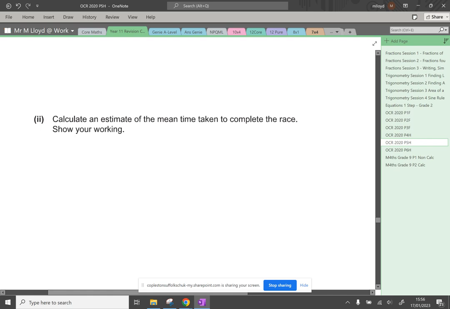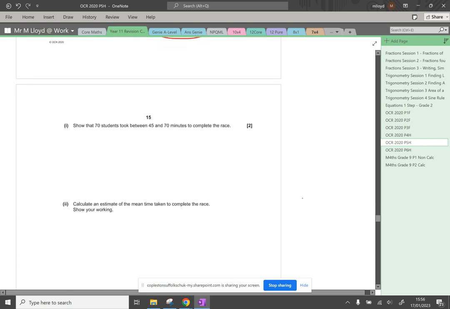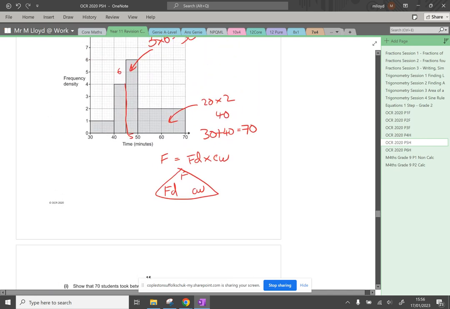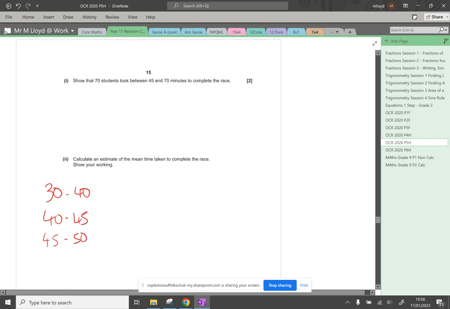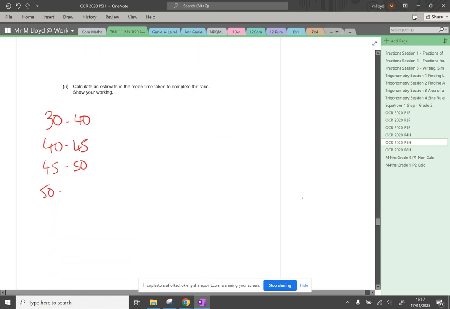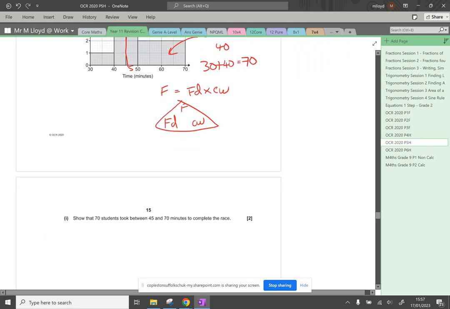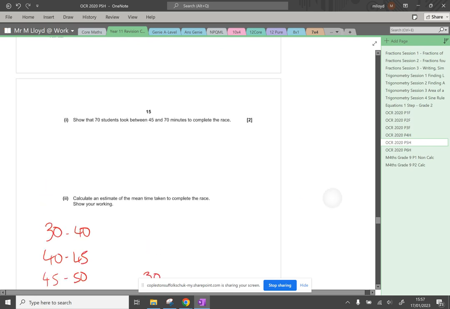Calculate an estimate of the mean time taken to complete the race. So 30 to 40. And we've got 40 to 45. 45 to 50. We've got 50 to 70. And then I need the values. So we've already got a 30 and a 40 for those last two boxes. A 30 and a 40 for the other two.